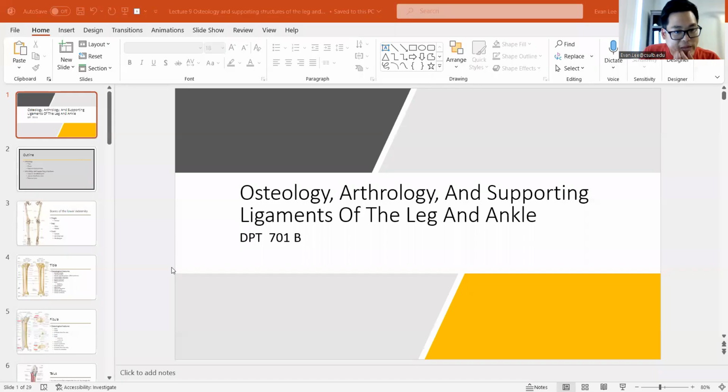Today, we're going to be taking a look at bones of the leg mostly, but also a little bit about the joints within it, and also at the ankle as well. So let's go ahead and take a look at what we have here, mostly stuff regarding the leg and then a little bit of the ankle.